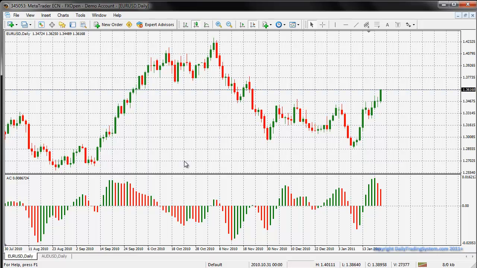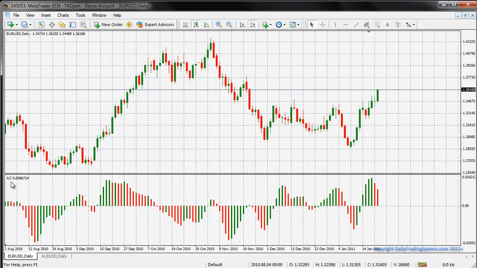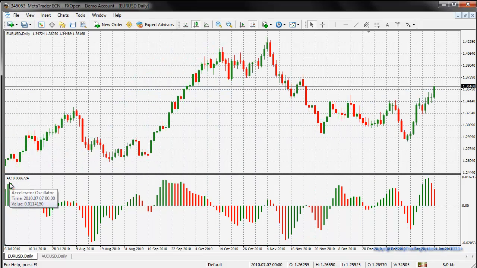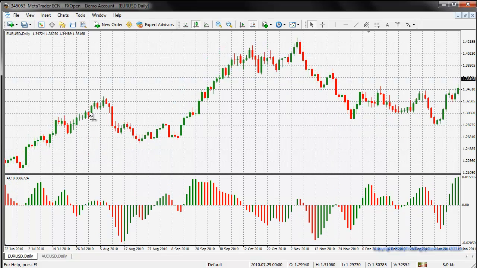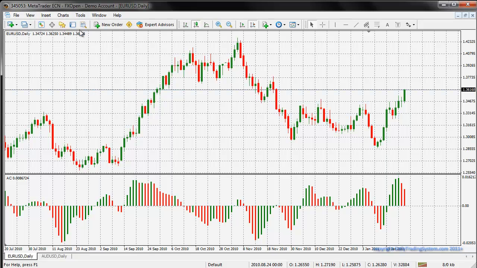Okay, so we're going to use it in conjunction with the AC, the accelerator oscillator indicator. I don't know why they name it AC. It really puts me off when I try to say awesome oscillator, because you've got the accelerator oscillator and the awesome oscillator, but the awesome oscillator actually has the abbreviation AO on it, so that kind of throws me off a little bit, so I do apologize.